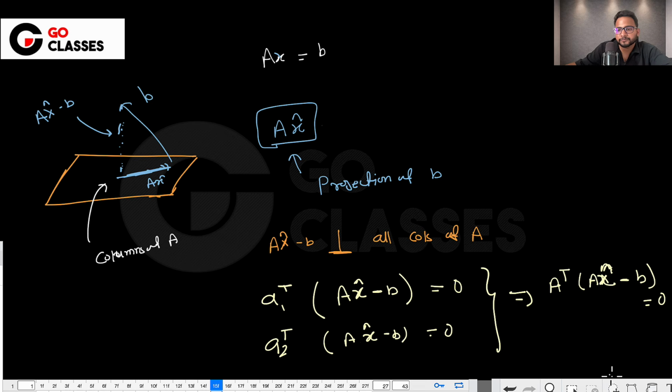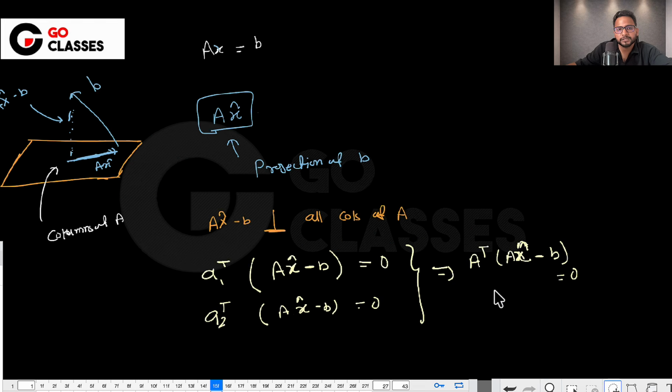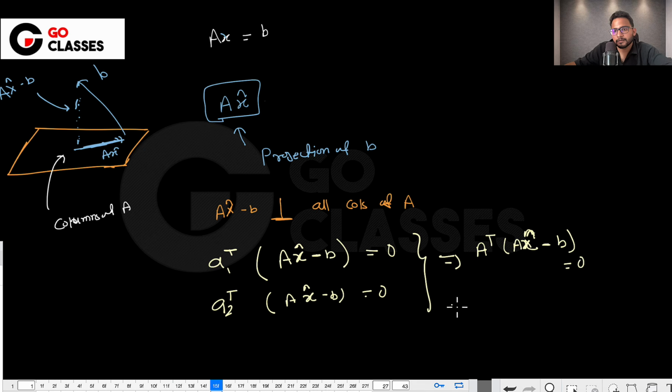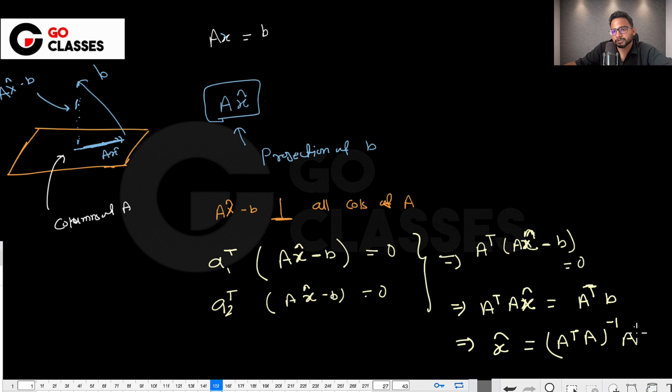So from here you can write that A transpose A x cap equals A transpose B, and from here you can find the value of x cap. You multiply A transpose A inverse into A transpose B. So this is x cap. Now, we know the projection of B is Ax cap. So the projection of B will be A into x cap, where x cap is A transpose A inverse into A transpose B.